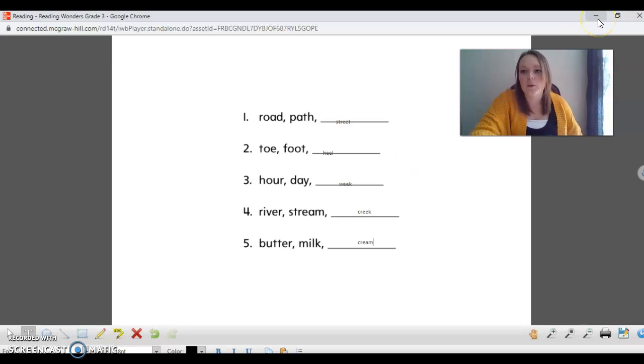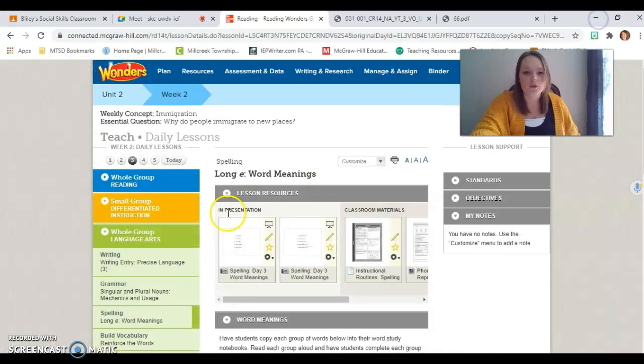Great review of our spelling words. Please make sure to be looking at those spelling words. We will be tested next week on those. And to also be practicing them. Mrs. Bliley is giving you many worksheets to help you do that. Next, we are going to look at vocab.